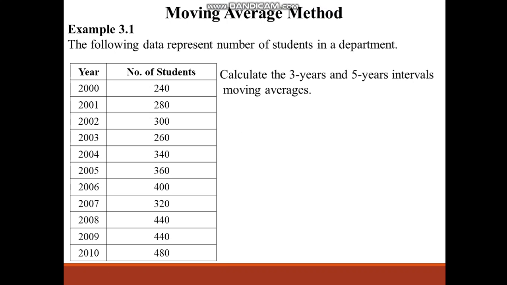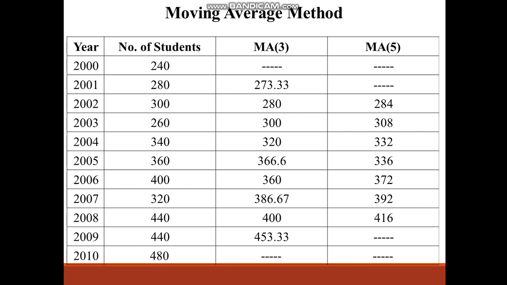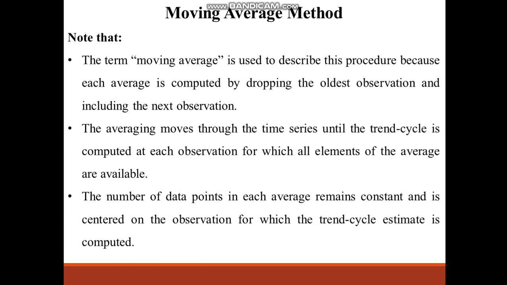The first example of the moving average method. The following data represent the number of students in a department. There are 2 given columns of data. The first one is the year. The second one is the number of students. And we want to calculate the 3-year and 5-year interval moving averages.